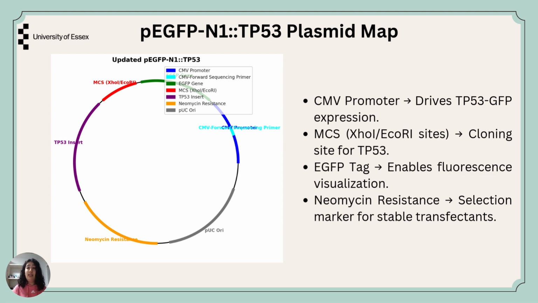So here is the final plasmid map showing key components. The CMV promoter drives TP53-GFP expression. The MCS allows cloning of TP53. The EGFP tag enables fluorescence tracking. Neomycin resistance provides selection for stable transfectants. This confirms that TP53 is correctly inserted and also expressed.